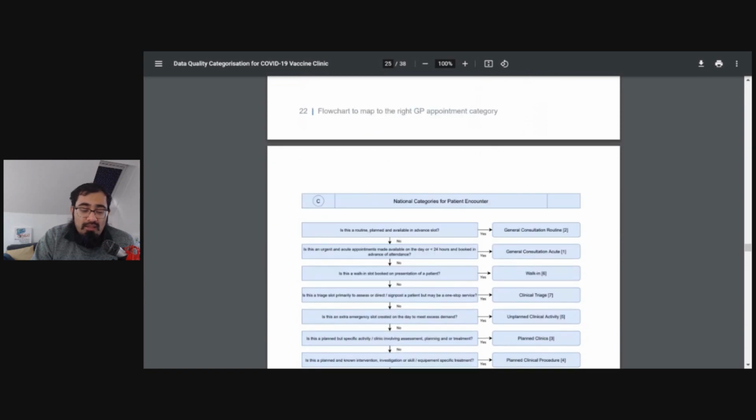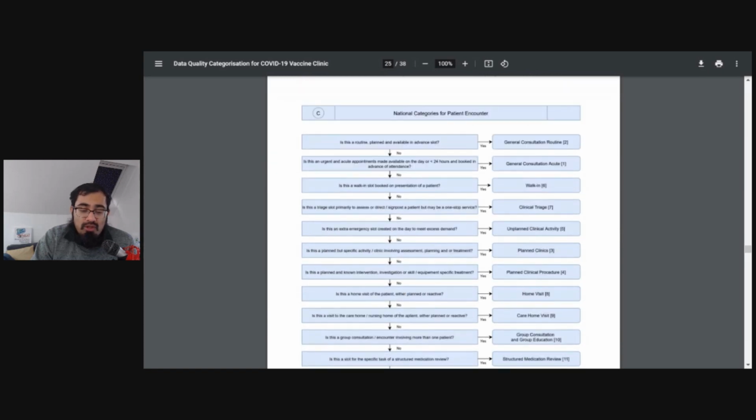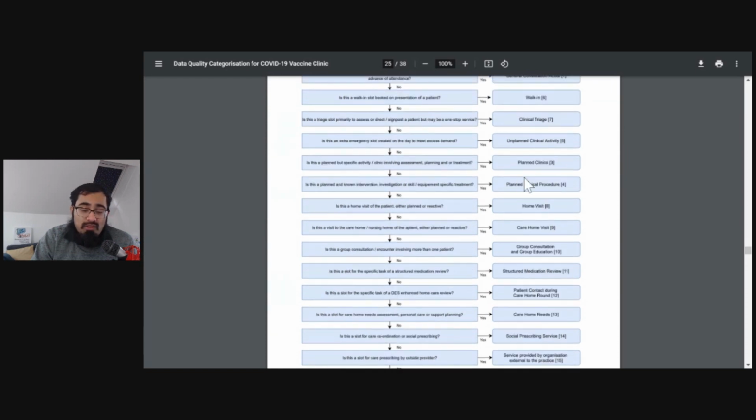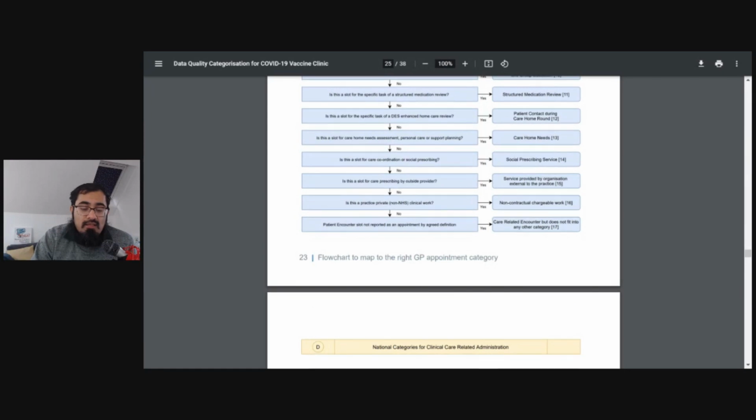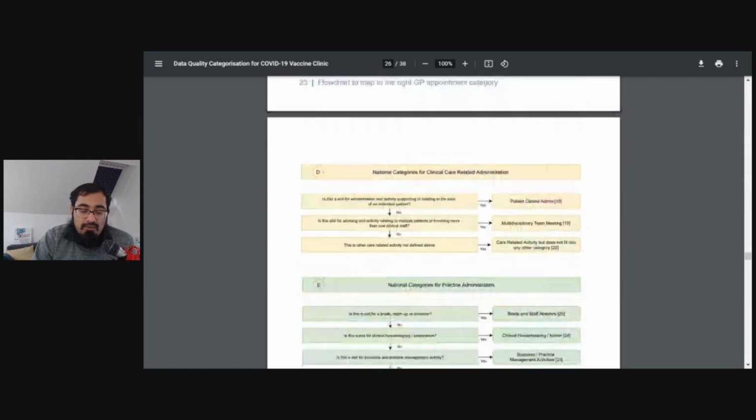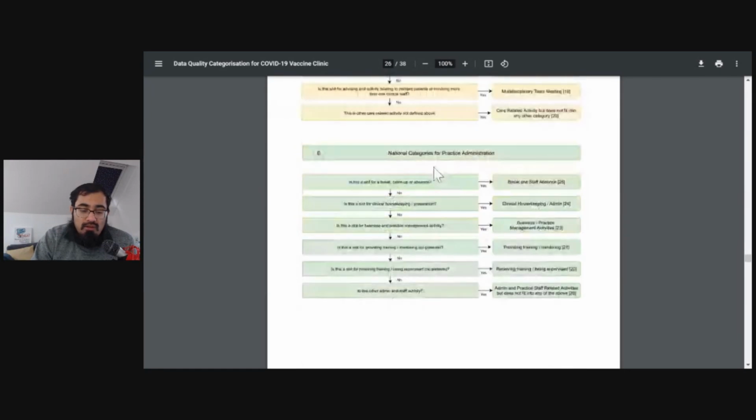In terms of D, this then helps you split down, going through the flowchart, what the different types are. So we mentioned, obviously, routine appointments, acute appointments, it gives you the numbers next to them, and it helps you understand where to fit these kind of things in. Similarly, for the categories for clinical encounters, and then you've got the practice admin ones as well. You just need to follow the flowchart, to be honest, and hopefully this should get you through most of your appointments.